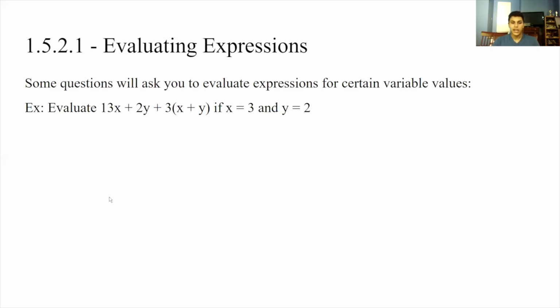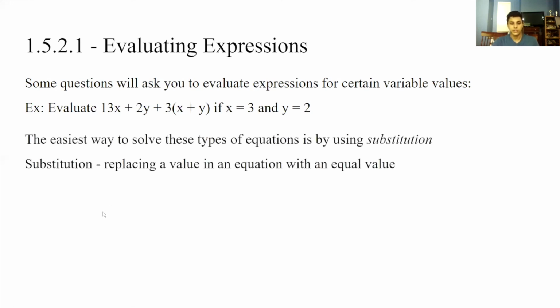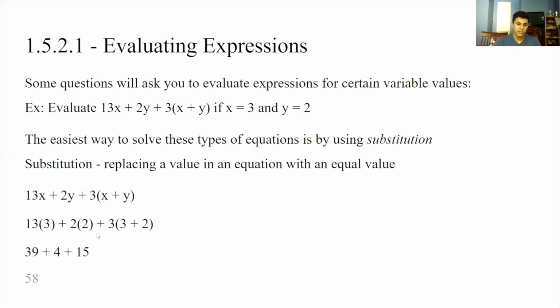So next we talked about how to evaluate expressions, which means when we get an expression and we get values of a variable, how to find the value of the expression. And we learned that the simplest way to do this was just through substitution, which means replacing the variable with the actual values that they equal. So replacing x with 3 and y with 2 in this example. And then we just went through the steps in order to solve this expression and find it was equal to 58 if we substituted in 3 for x and 2 for y.